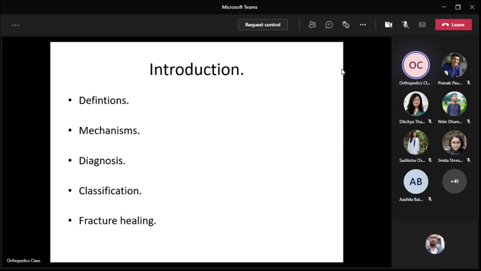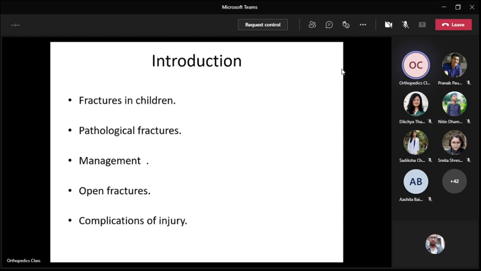These are the topics we will be discussing today: definition of fractures, mechanism, diagnosis, classification, fracture healing, and further some different fractures like fractures in children, pathological fractures, their management, open fractures, and complications of fractures. These are the brief topics that will be discussed today.